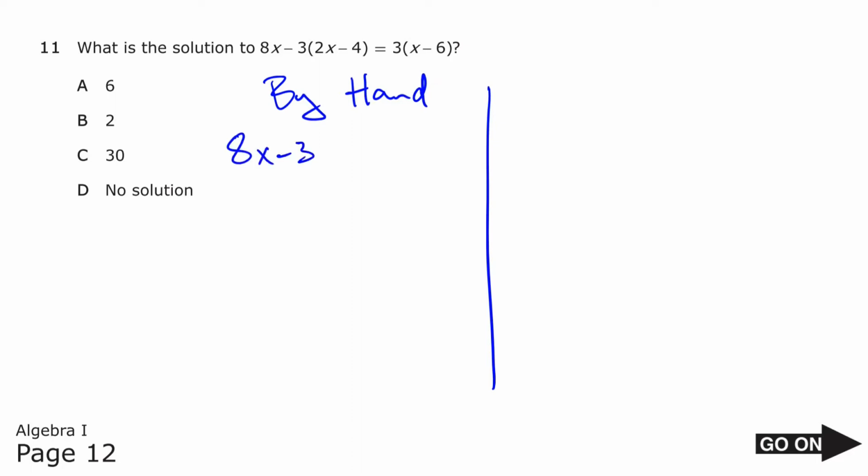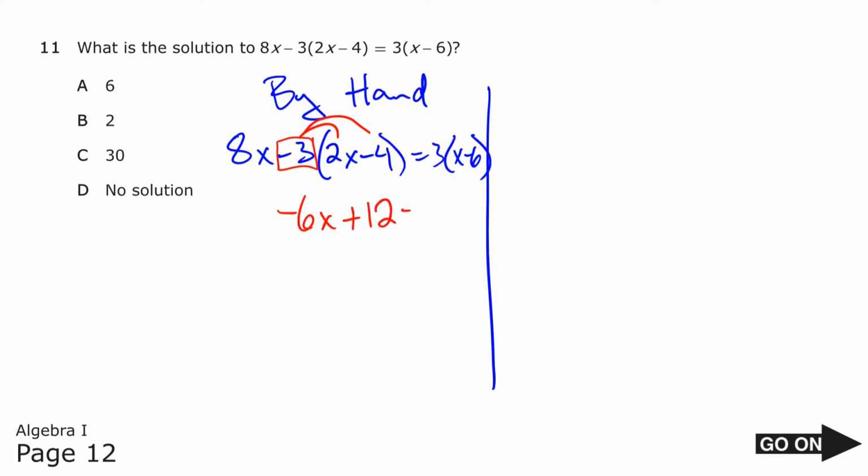8x minus 3 parentheses 2x minus 4 close parentheses equals 3x minus 6. We have parentheses, so we know that we're going to have to distribute. Negative 3, and it's important that you call it a negative 3. It's not just a positive 3. Negative 3 times 2 gives us negative 6x. Negative 3 times negative 4 gives us a positive 12.